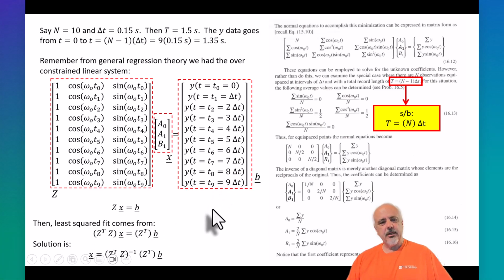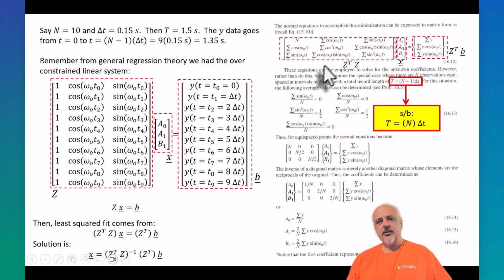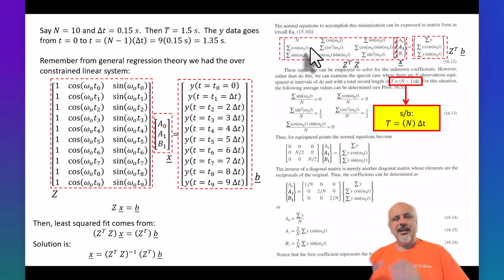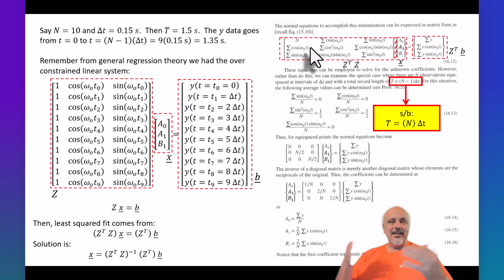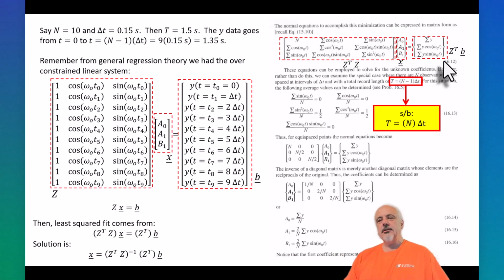And this Z transpose Z, that's what was over here. I was a little concerned when I saw this, and I went back to make sure it agreed with the general regression, and it does very nicely. So the x is going to be my a naught, a1, and b1, and then the right-hand side is as shown. That's going to be Z transpose b, and it works out very nicely.